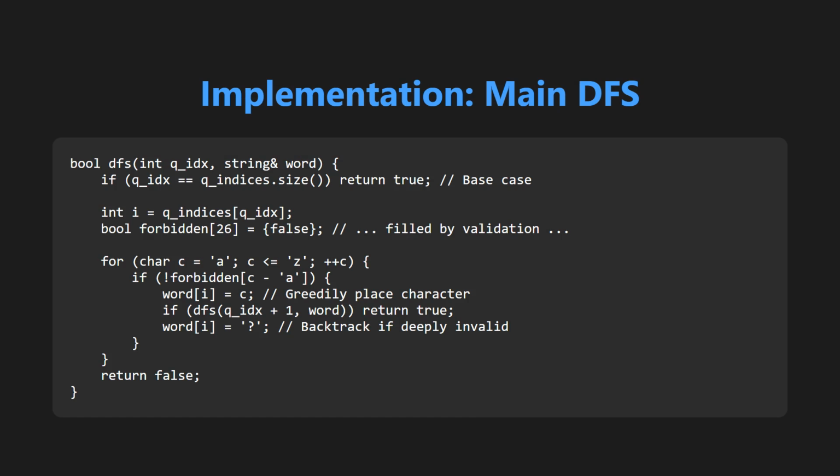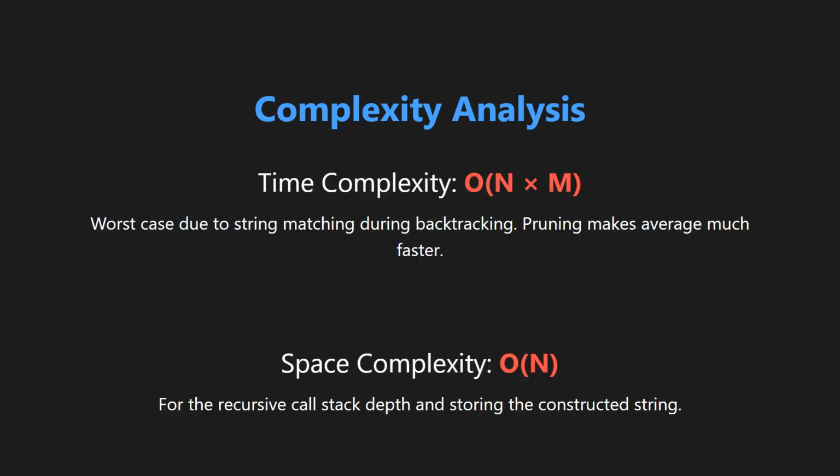But if it returns false, we hit the backtrack step: we revert word[i] back to a question mark. This undoes our choice so we can try the next letter in the loop. Because we always iterate from A to Z, the first complete valid string we find is guaranteed to be the lexicographically smallest. The time complexity is O(n times m) in the worst case, but pruning makes it incredibly fast. The space complexity is O(n) for the recursive call stack.